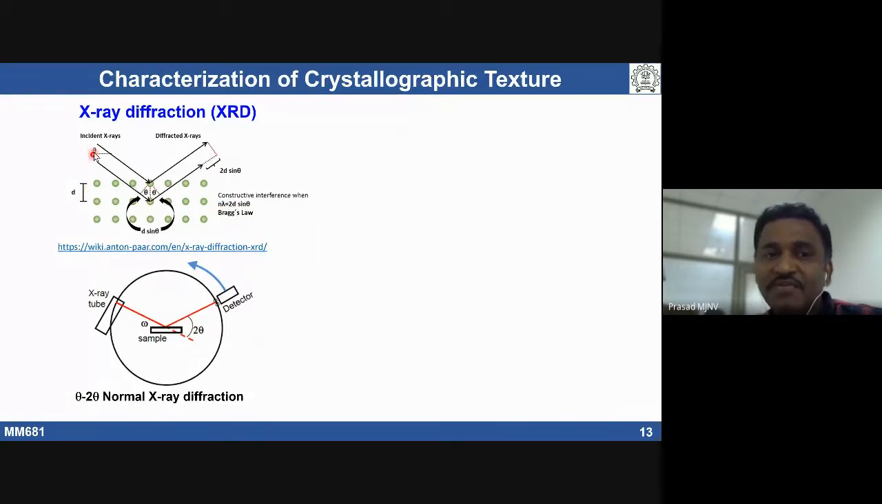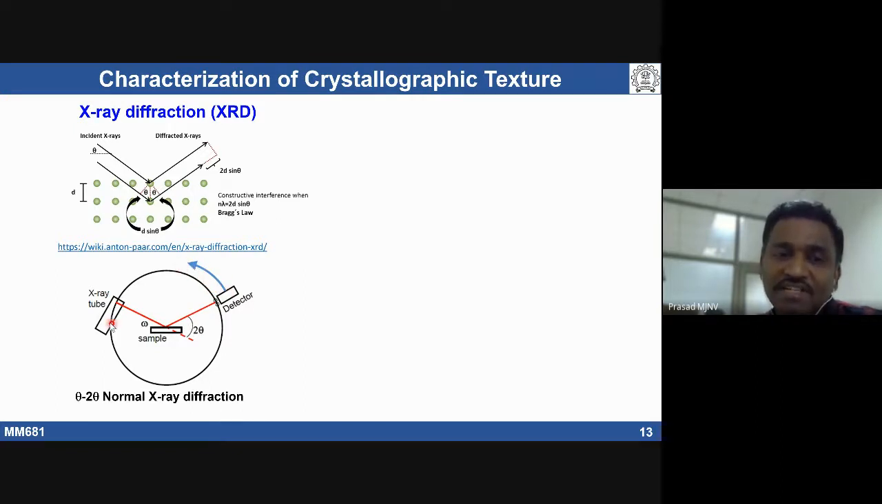Once you have an atomic arrangement and you send the X-rays, some of them are going to get diffracted depending on the structure factor of the material. We do see certain constructive interference happening. Typically, in regular X-ray diffraction, people perform a theta to theta scan. We send X-rays onto the sample, and diffracted rays are collected by a detector. This detector is going to move at a certain rate.